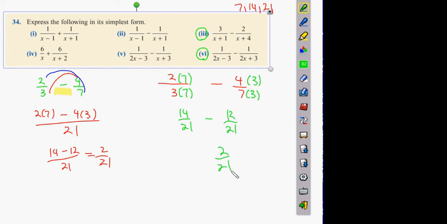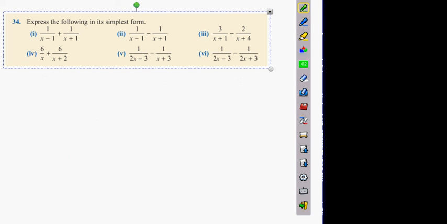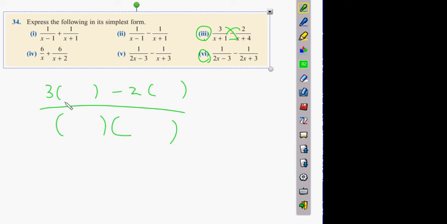Now, on to the question at hand. 3 and 6. Now, in question 3, we're going to do the same thing. We're going to just bring one up, one across, one down. We're going to get 3 times minus 2 times something all over something minus something. What number goes in here, guys? X plus 4. What number goes in here? X plus 1. Here? And then x plus 4.